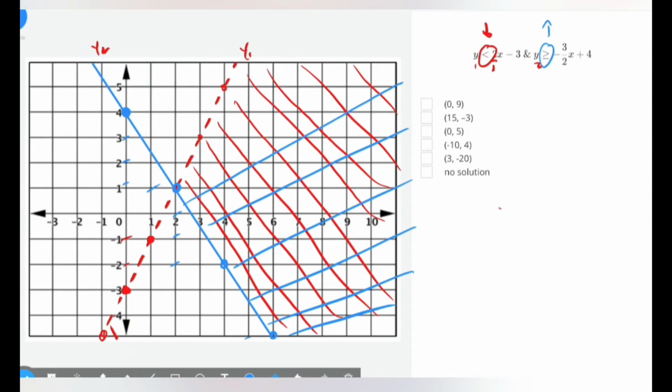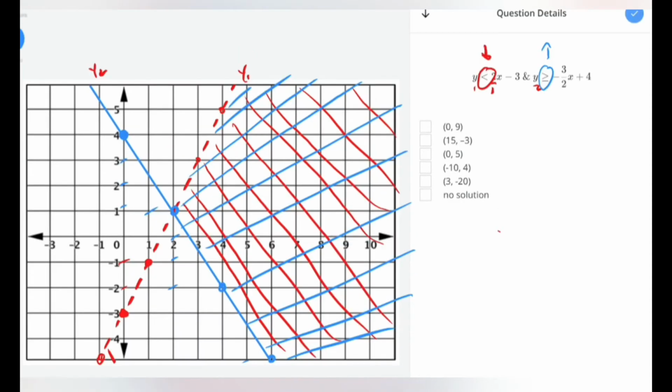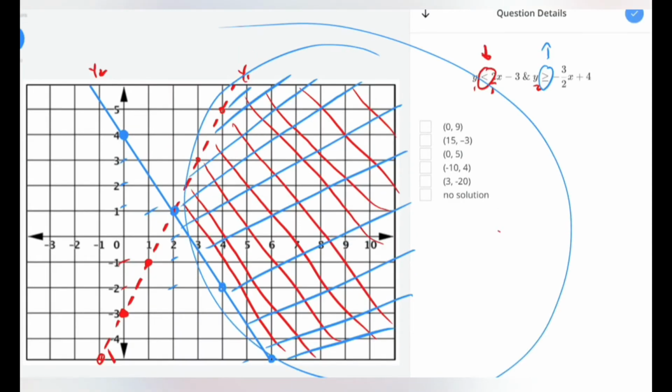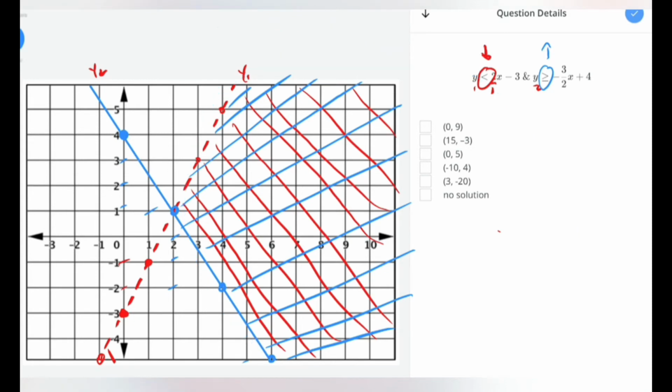All right. The answer is in this region right here. All right. It expands forever to the right. Okay. So we're going to check answer 0, 9. 0, 9 is up here. That's not the answer. Okay. 15, negative 3. 15, negative 3 is somewhere right here. That is the answer because inside the 2 shaded areas.